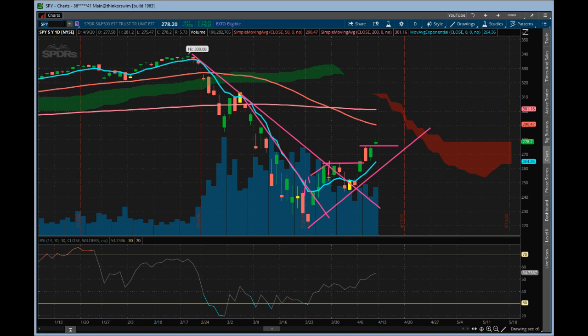Stimulus checks are coming out this week, so that'll help everybody out for like a day. We'll see how we do, see how we hold this trend line right here. But generally bullish until proven otherwise, because we have broken out of the downward trend.